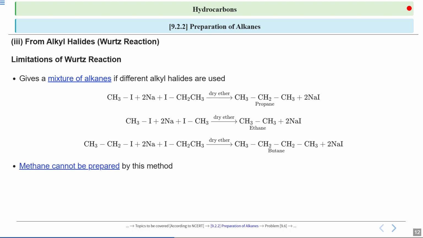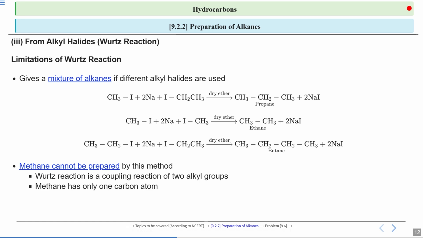However, it is crucial to understand that methane cannot be produced using the Wurtz reaction. This is because the reaction involves coupling two alkyl halides, and methane having only one carbon atom cannot be formed using this process. The Wurtz reaction is essentially a coupling reaction, meaning it joins two alkyl groups together. This is why it is effective for creating longer carbon chains but not suitable for synthesizing methane. Since methane consists of only one carbon atom, it lacks the necessary structure to participate in a coupling reaction. This limitation is inherent to the nature of the Wurtz reaction.